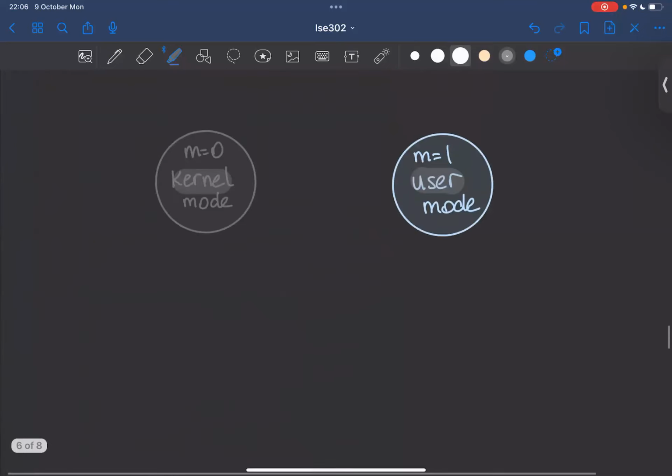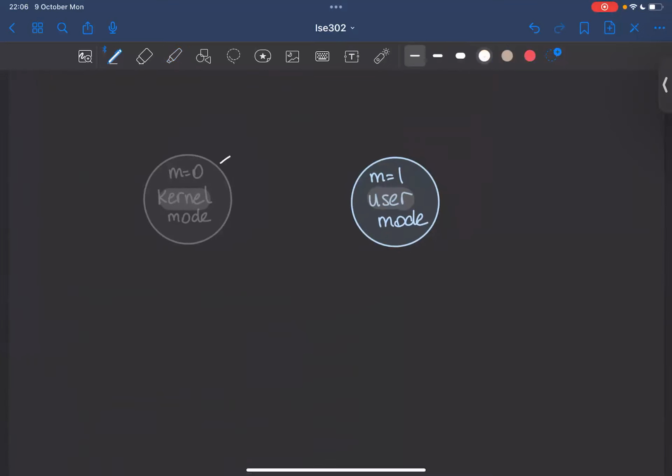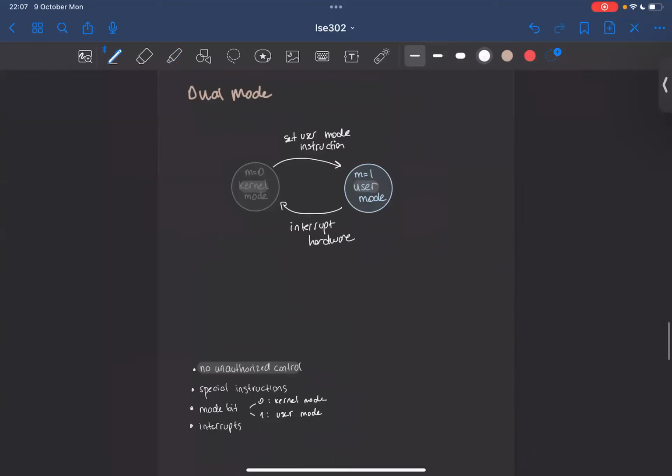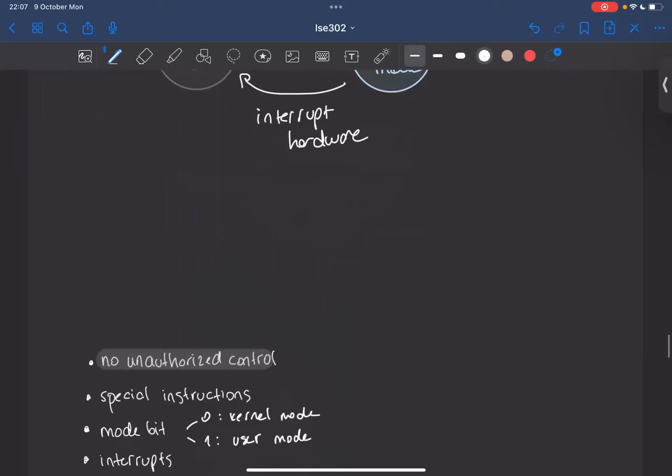So in between these modes, we keep going from there to there by interrupt hardware. And from kernel mode to user mode, we need to set user mode instruction. So we can say that for dual mode, the program works like that.